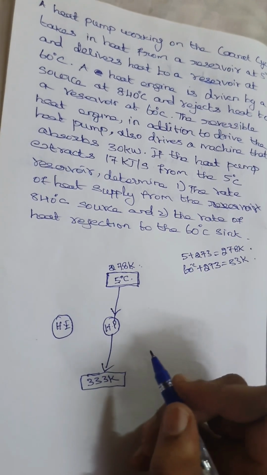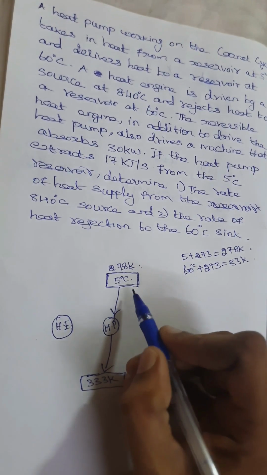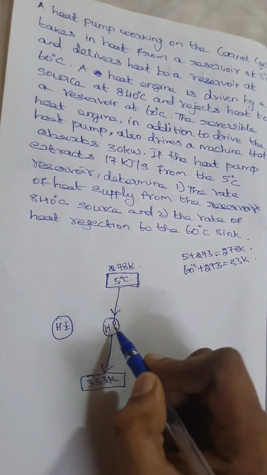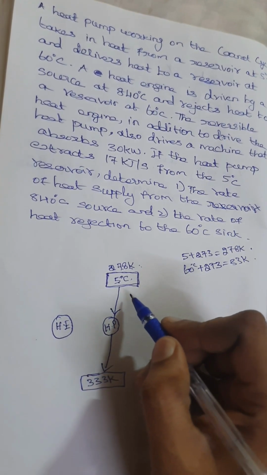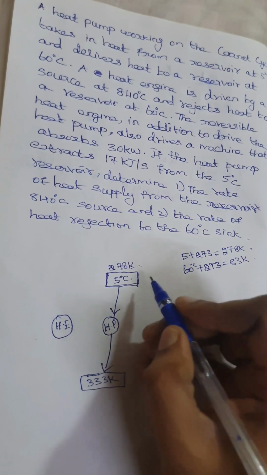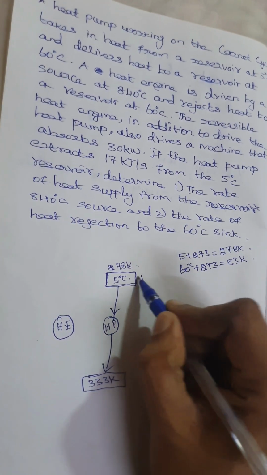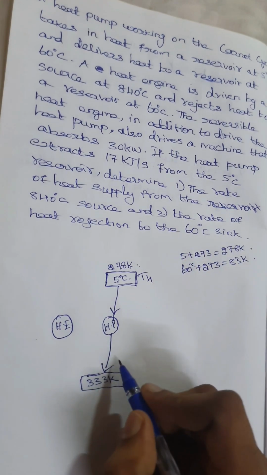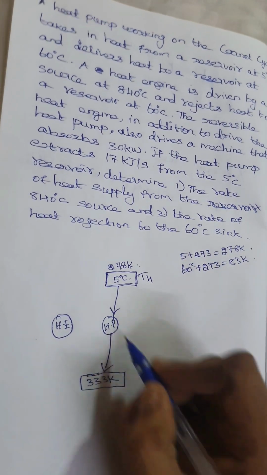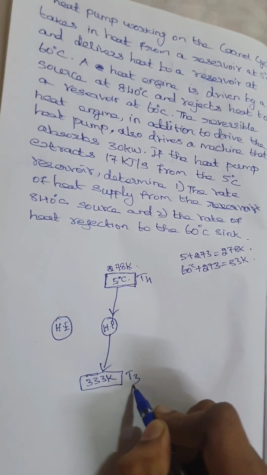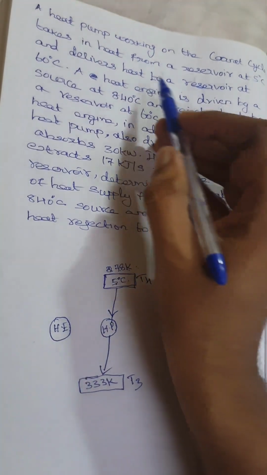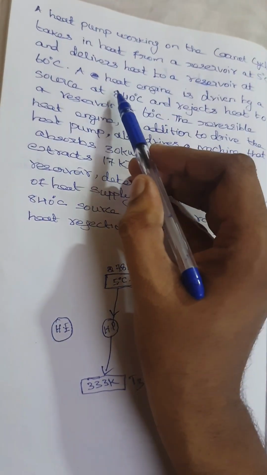And now what is given? This is for the heat pump. The heat input can be mentioned here. The temperature input for the heat pump can be mentioned as T4, and the temperature delivered from the heat pump can be mentioned as T3. And now what is given in your question again?